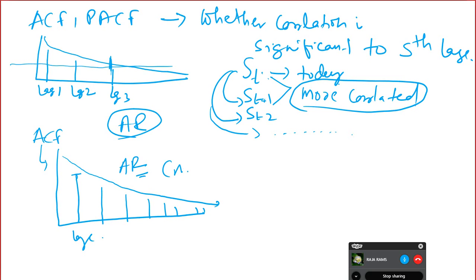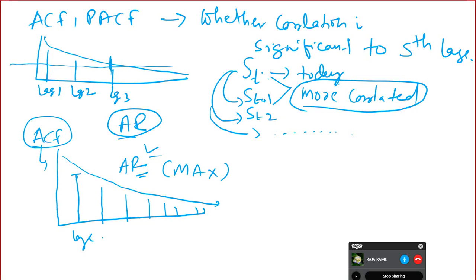This cannot be MA. This is AR. So when you plot the ACF function of a time series and the ACF function behaves like this, then you can be sure that this is an AR model. ACF, autocorrelation function.